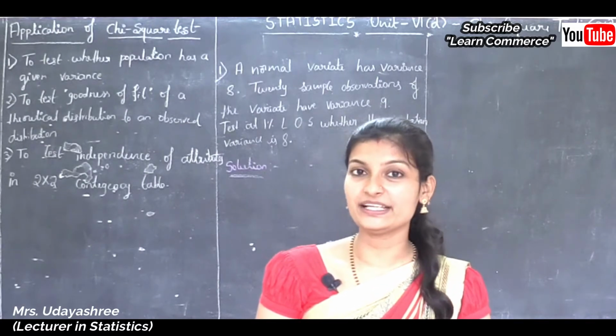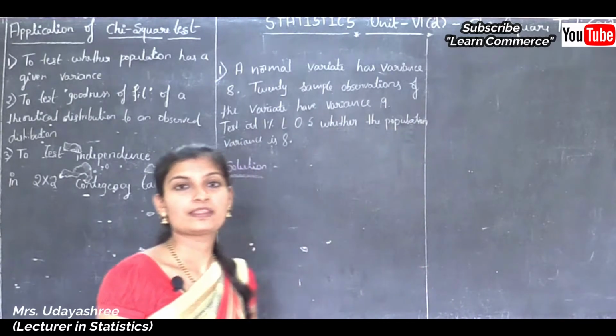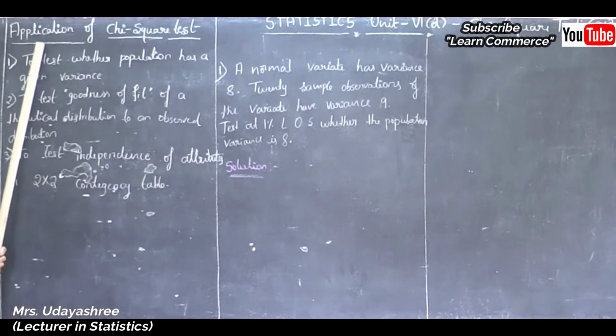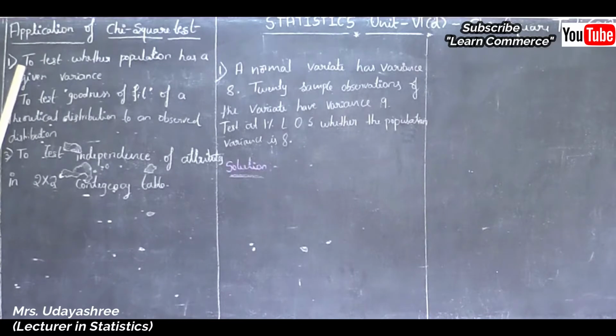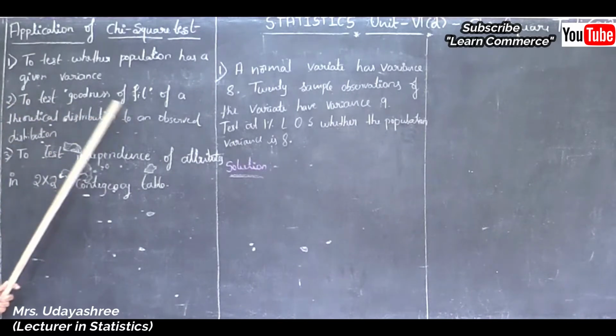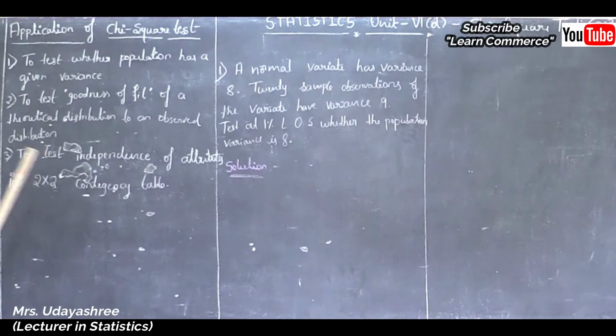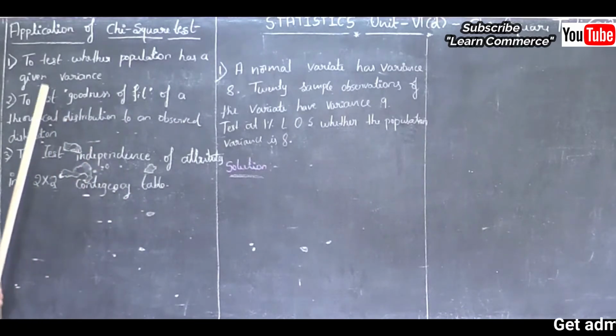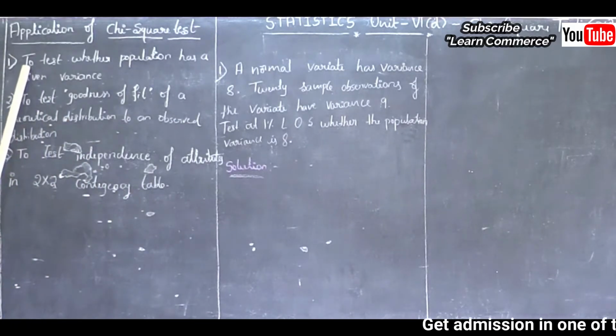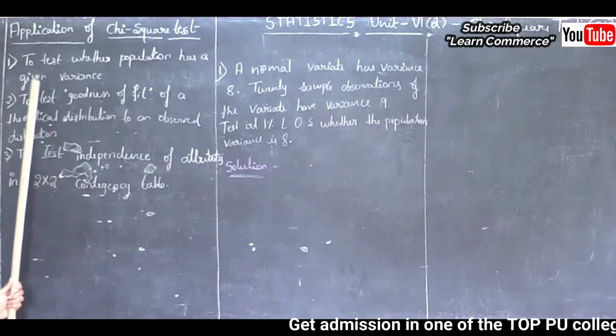Okay, let's see the applications of chi-square test. There are three important applications of chi-square test. The first one is to test whether a population has a given variance, the second application is to test goodness of fit of a theoretical distribution to an observed distribution, and the third application is to test independence of attributes in a 2x2 contingency table. Now let's see the first application, that is to test whether a population has a given variance.